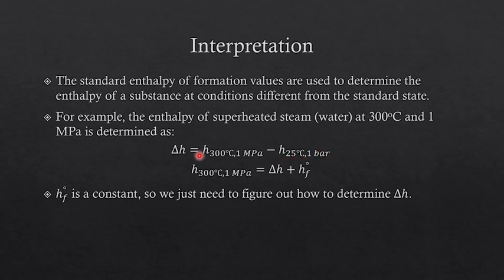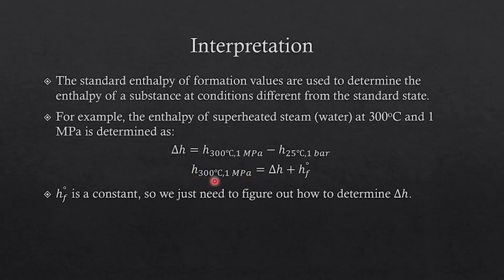We can rearrange this equation for us to determine the enthalpy at the given state, 300 degrees Celsius and 1 megapascal, as enthalpy is equal to delta H plus the standard enthalpy of formation. Okay? For this equation, the standard enthalpy of formation is a constant. So we just need to figure out how we determine the value of delta H. If we can determine delta H, we simply add it to the enthalpy of formation, then we can have the absolute enthalpy at the specified conditions.